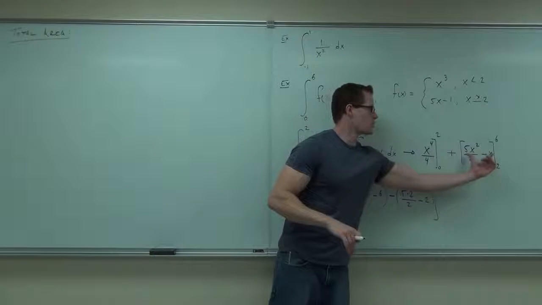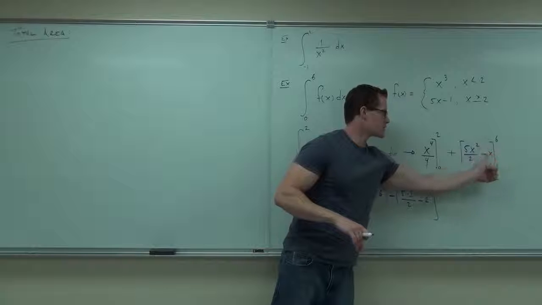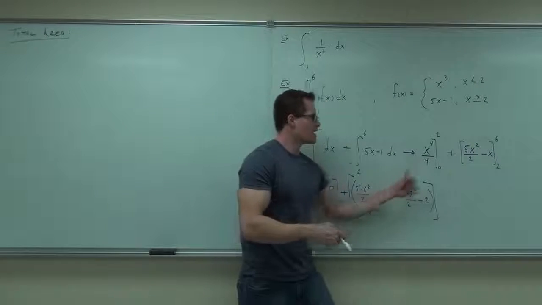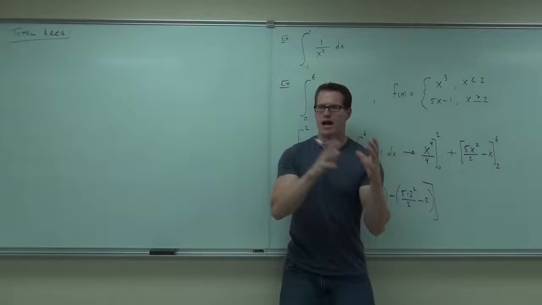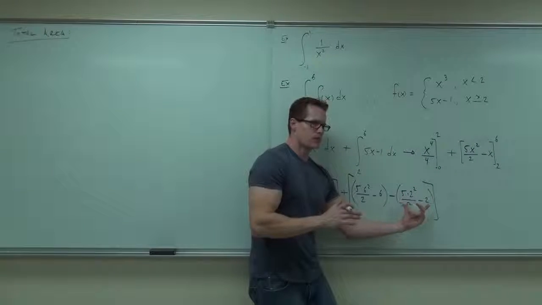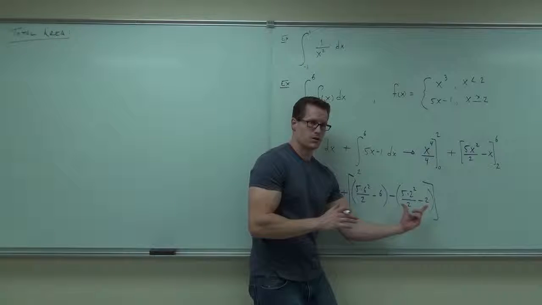This next one, you got some things going on. Notice how you have to plug in the 6. That's giving you the 5 times 6 squared over 2 minus 6. Then you plug in the 2, but you're subtracting. Remember, it's f of b minus f of a, the whole thing. Do you see why the parentheses are important here?